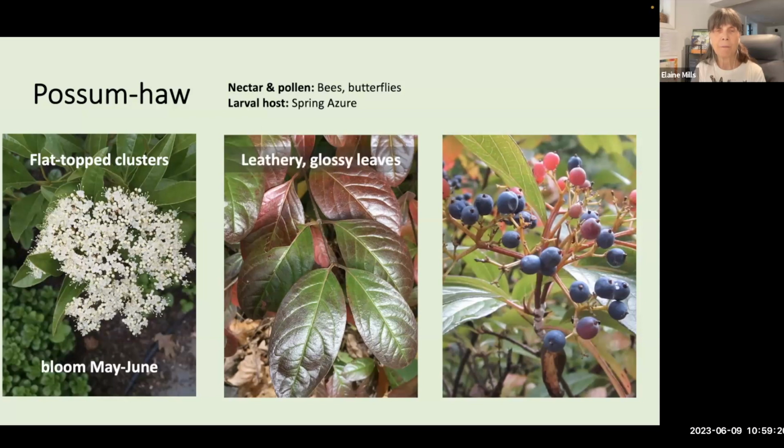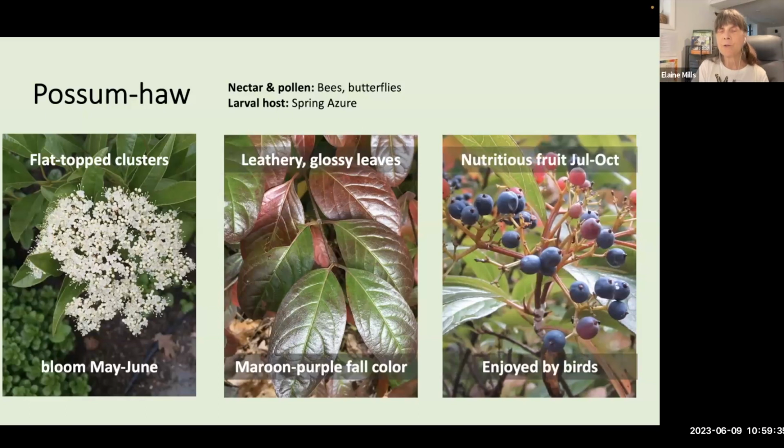And this viburnum has the glossiest leathery leaves of all of those I've mentioned. And these take on a beautiful maroon purple color in the fall. They serve as a larval host to the spring azure. Another interesting feature is this nutritious fruit. It forms in July to October, enjoyed by birds. And in those fruit clusters, you'll see pink, blue, and purple fruit all appearing at the same time.